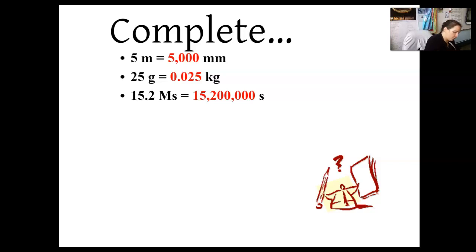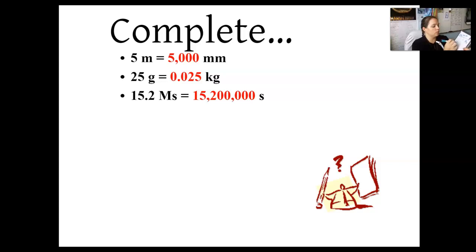So here we go. 15.2 megaseconds. Oh, I did the wrong side. This is just seconds. Megaseconds goes on the bottom, like that. And I know there's 1 million seconds because mega is bigger. So 1 million, 1, 2, 3, 4, 5, 6. 1 million.